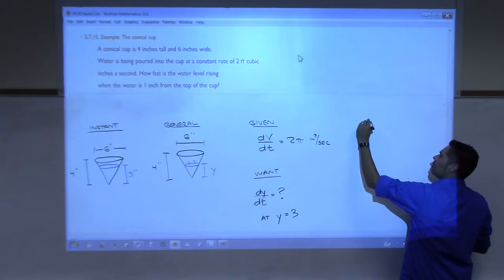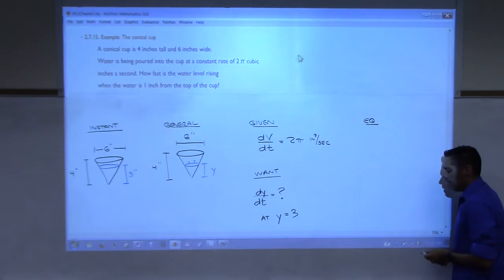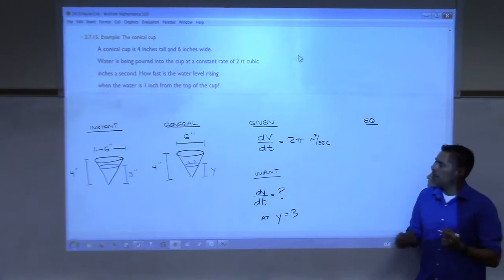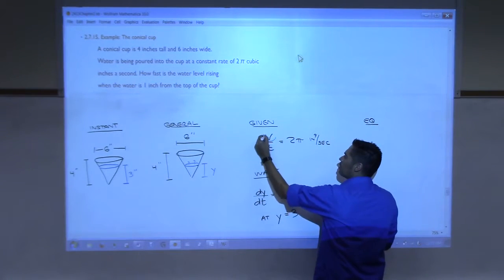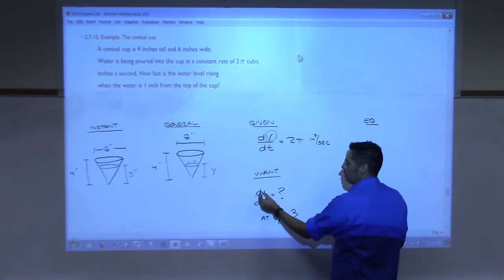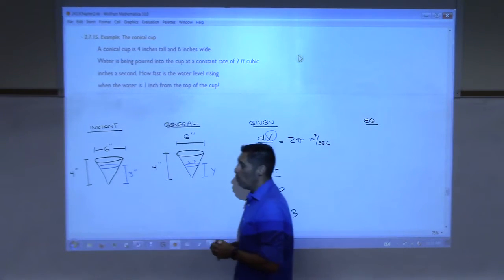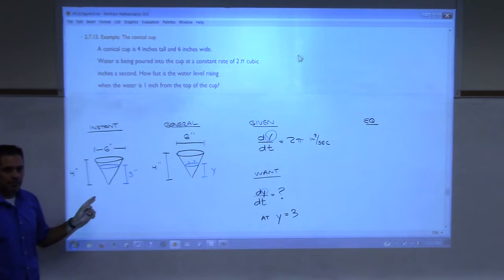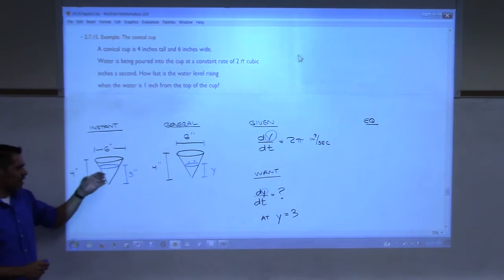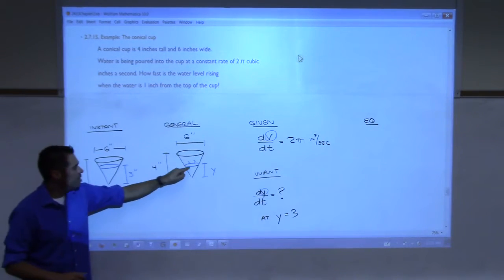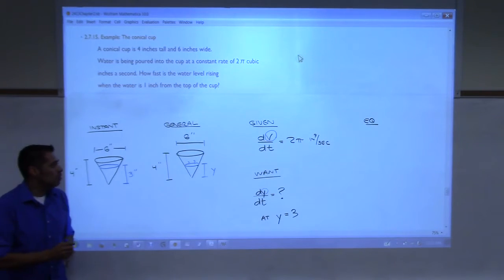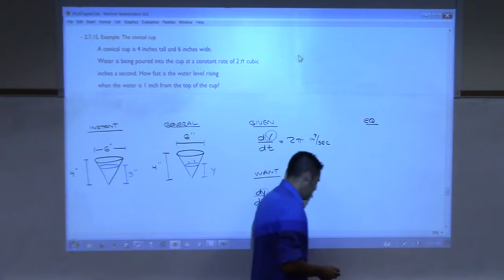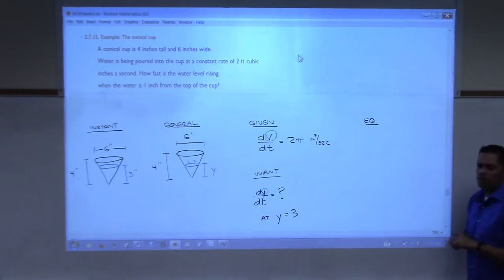Equation. So the equation needs to tie the volume to the height, right? Now when we say volume, I'm circling it here in blue intentionally. We are talking about the volume of the water, not the volume of the cup. Volume of the cup is stuck, right? The cup can only hold so much. But the volume of the water is the thing that's changing, so I want to relate the volume of the water to this height. And what is the formula, look it up, for the volume of a cone?